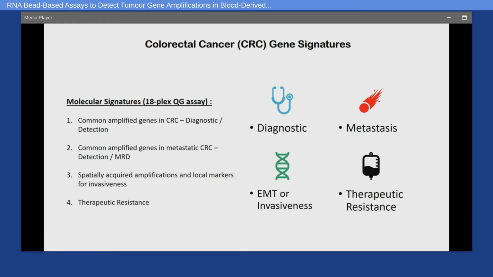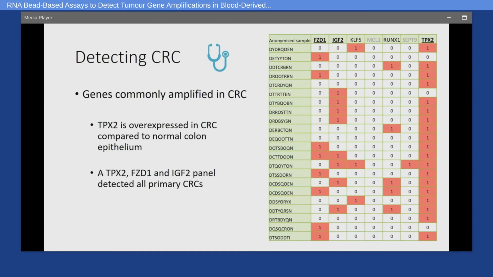What we did is, again, we wanted to go for multiplexing, so not really studying one, so we do a simultaneous analysis of various gene signatures. And during the experiment, we used even 40 plexes. We looked at these common amplified genes in CRC within an 18 multiplex assay. We looked at those that are involved in metastasis and invasiveness, and also therapeutic resistance.